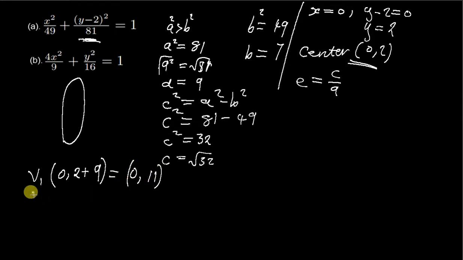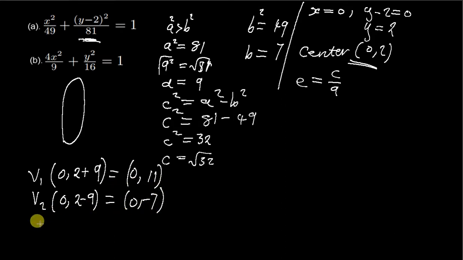Then for our v2, I said x will be constant since we are in the y, so 0 will still be 0, and then we say 2 minus 9, so this gives us (0, -7).